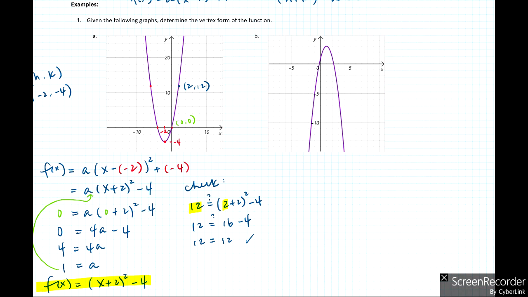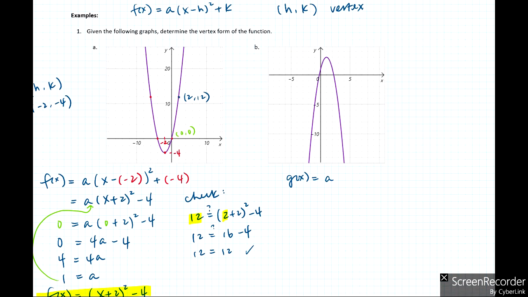Now looking at part B, we can use the same approach over here, where I'm just going to name it a different function so it's a little easier to differentiate. So let's say it's g of x, that's equal to a times, again we want to use the vertex form, (x minus h) squared plus k. Again, we won't know a right away, but we can find h and k first.